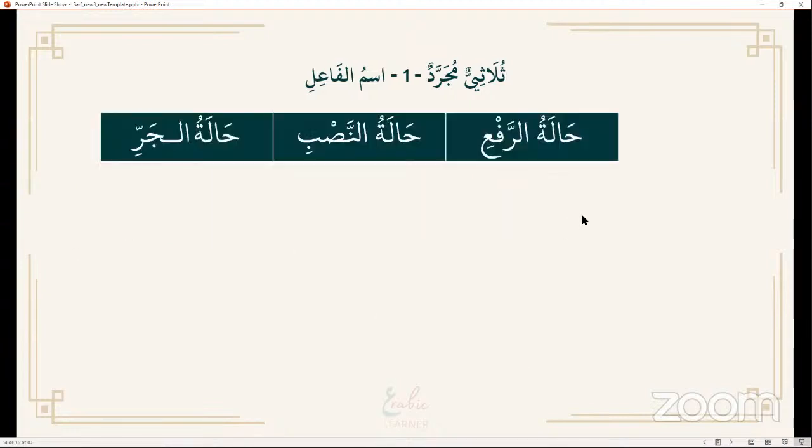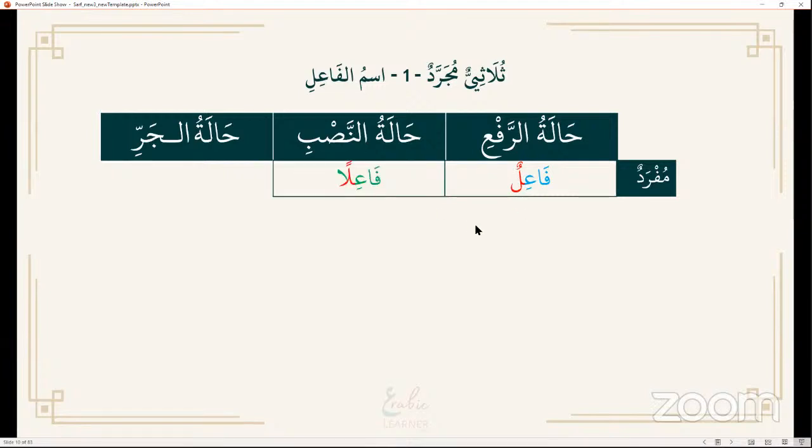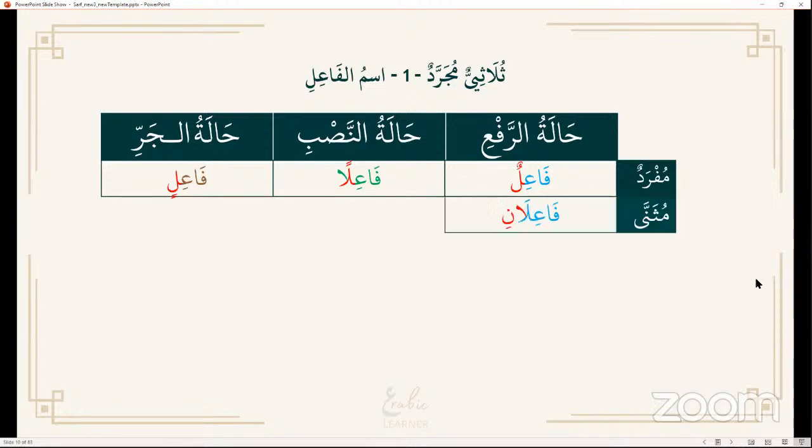Let's go. So ismul fa'il can come into all three hala. It can be in halatul rafa, halatul nasb, and halatul jar also. So fa'ilun means doer. It can be fa'ilan, it can be fa'ilin. The same thing is applicable for muthanna.